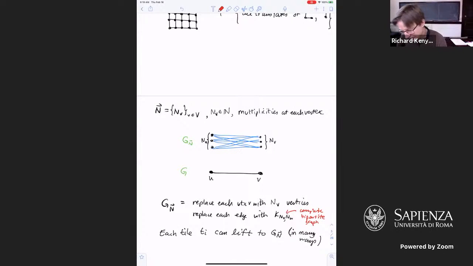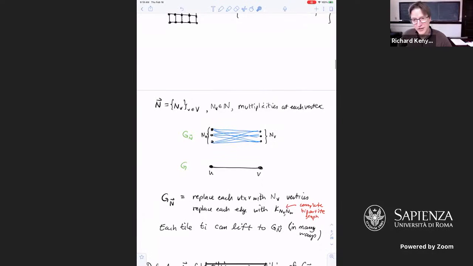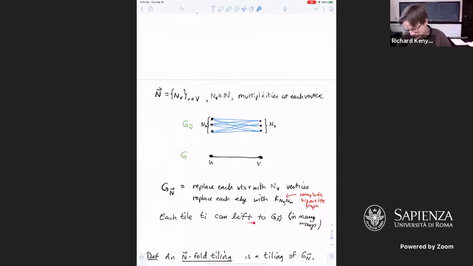Okay, so now, is that okay? Each tile, of course, which is originally a subgraph of G, you can lift it into G sub N in many ways. In fact, it's easy to count the number of ways you can lift it. You just choose one vertex over each vertex there, and then the edge is determined.